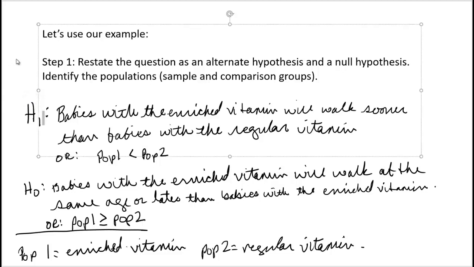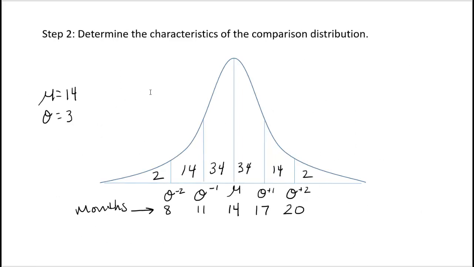Now, once we identify the hypotheses and the populations, we can go forward and find out what we're going to compare our sample to in order to determine if we have a significant difference. So in step 2, we determine the characteristics of the comparison distribution. We've already kind of looked at this, but we'll restate it. The comparison distribution is based on a bunch of babies that have taken a regular vitamin. And we're going to compare the walking age of our baby that took the enriched vitamin to these scores. So we have a mean of 14 months and a standard deviation of 3 months. This is what our comparison distribution looks like.